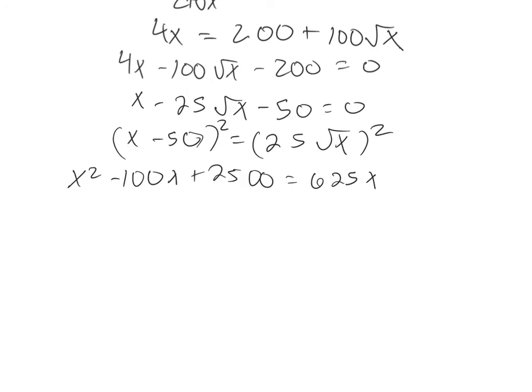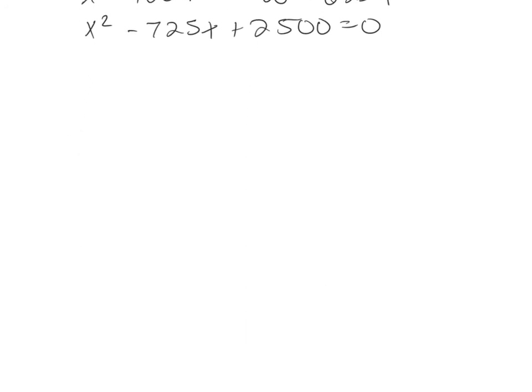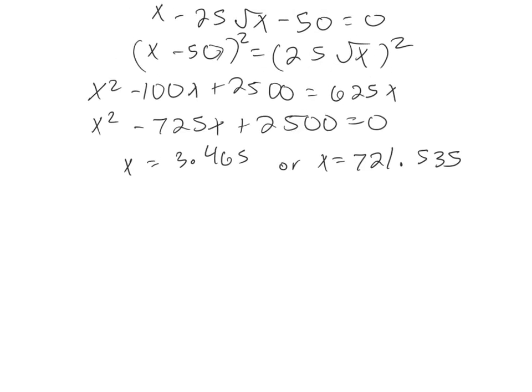So now I have a set of numbers that I can put into my quadratic formula. Subtract 625x from both sides. We got x squared minus 725x plus 2500 equals 0. If I put that into my quadratic formula, we should get x equals 3.465 and or x equals 721.535.